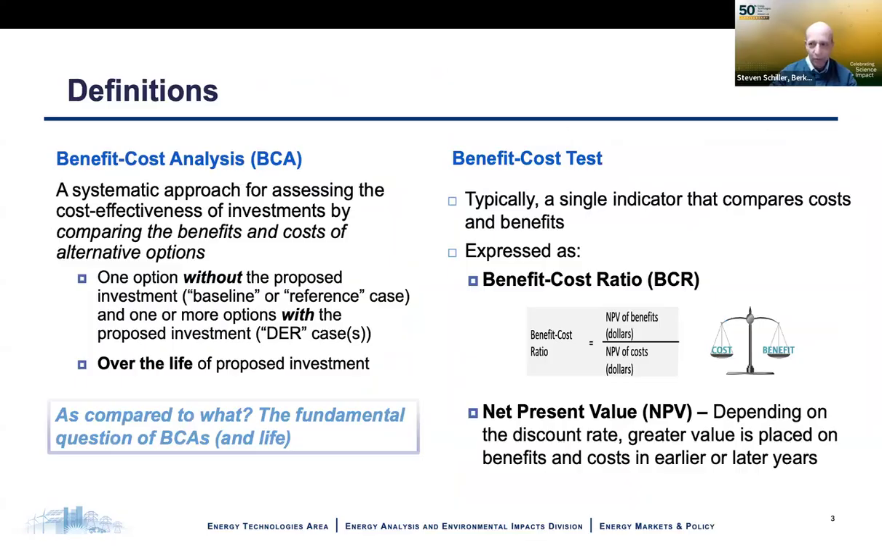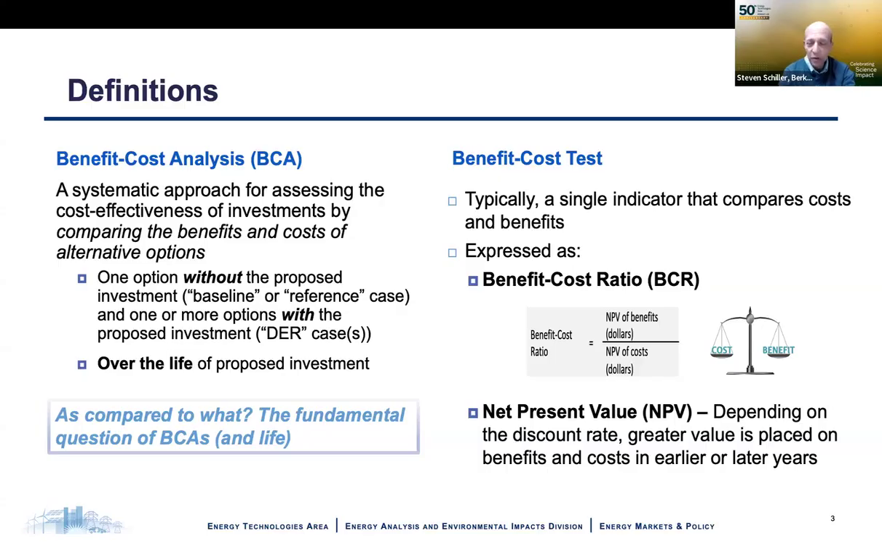So let's start with a really basic thing here. What is benefit cost analysis? The idea here is it's a systematic approach for assessing the cost effectiveness of investments by comparing the benefits and the costs of alternative options. So basically you have an option without the proposed investment, the baseline or reference case, that counterfactual, and one or more options with the proposed investment. And you compare that over the lifetime of the proposed investment. The fundamental question of BCAs is: as compared to what is it cost effective?